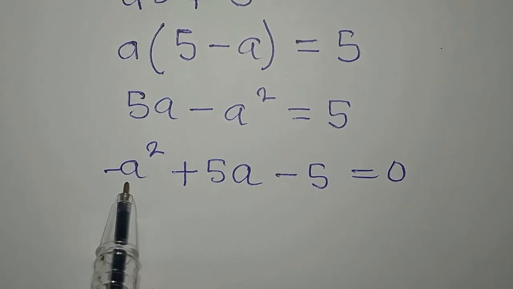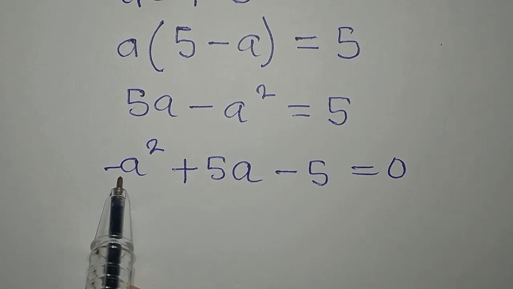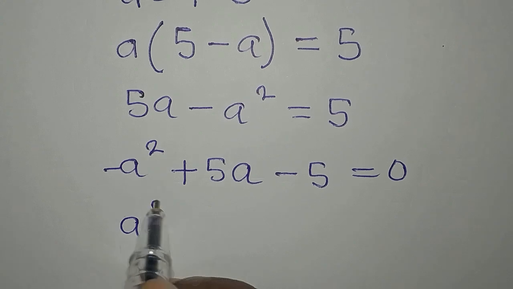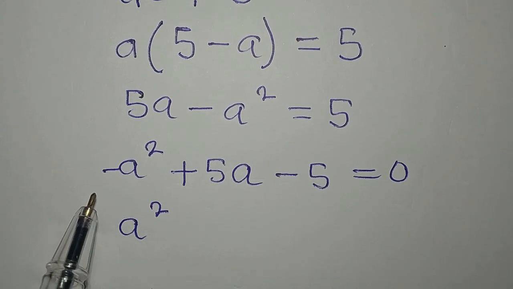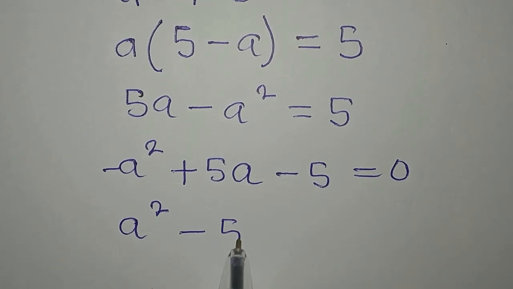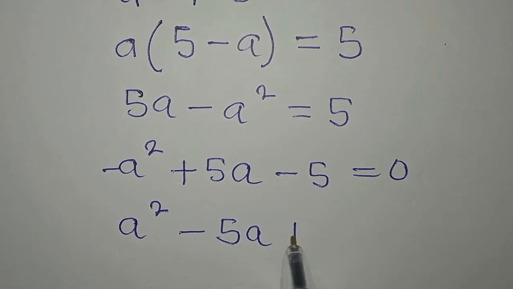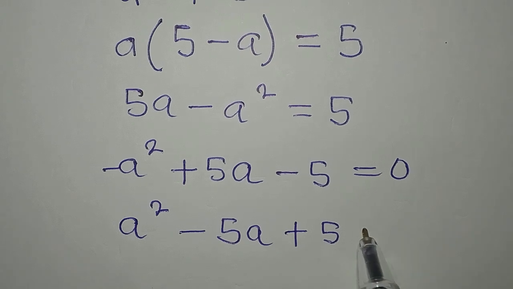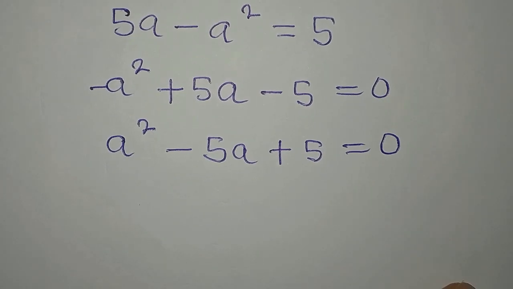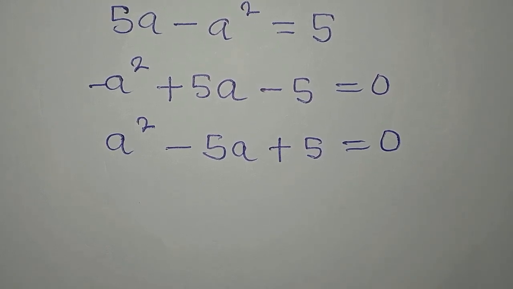But we don't like having a negative coefficient to start first. So we will have a squared as we multiply everything by negative 1. This will turn to negative 5a, this turns to 5, and then this becomes 0, right? So from here we have a quadratic equation and we can solve this.